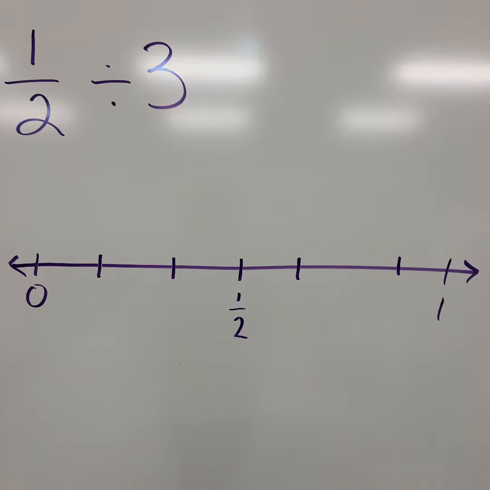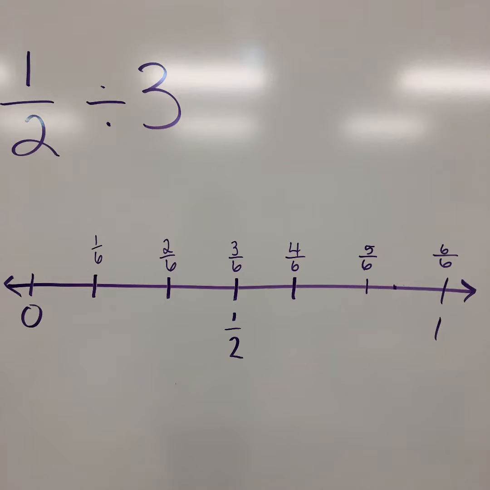Because I'm dividing my half into thirds, I want to make sure that I start at my half point. So I've divided my half into thirds. Do you see the 3 pieces? Okay, so now what? Now I label my pieces.